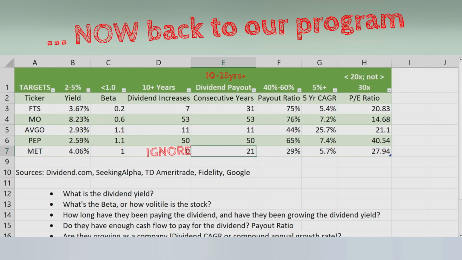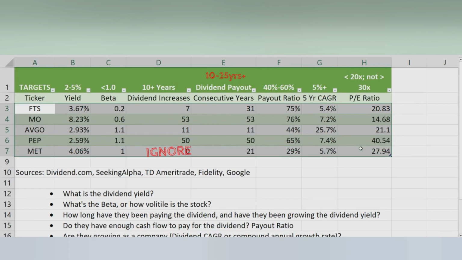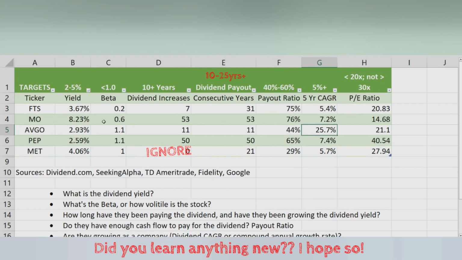But they have over 20 years of paying it out and an extremely low payout ratio, a 5.7% CAGR, and still a pretty high PE ratio at almost 28. So those are just a smattering of examples I wanted to put next to one another so that you could see what it looks like as you start to fill in this information and take a look at where there's potentially high growth, like Avgo, high yield, like Mo, high PE, like Pepsi, or low payout ratio, like Met.